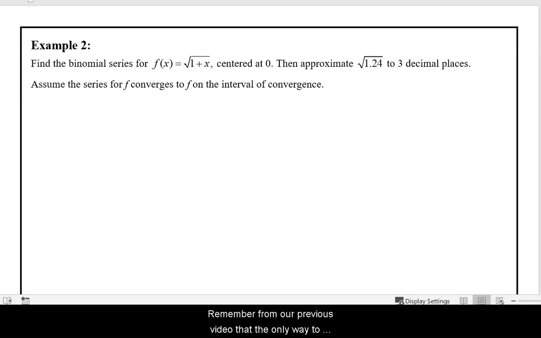Remember from our previous video that the only way to know for sure that the series for a function converges to the function is to prove that the remainder goes to 0. In general, on the exams, I will not expect you to prove this. I will instead tell you to assume that the series for the function does converge to the function on the interval of convergence. Assuming that, how can we take what we've learned and find a binomial series representation for the function the square root of 1 plus x?